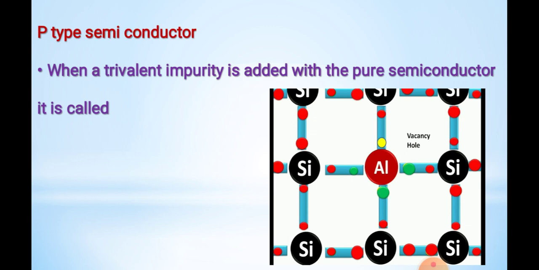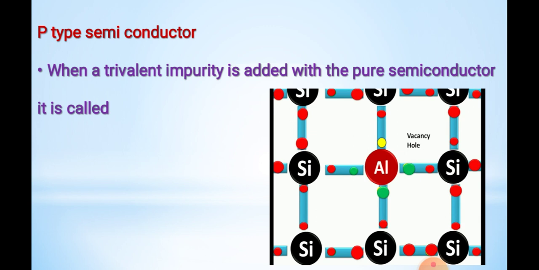Now, when aluminium is added to this pure semiconductor, we have an aluminium at the center. This aluminium forms covalent bonds with the silicon. But for aluminium, we have only 3 electrons, shown in green color. So one electron is deficient for the formation of the covalent bond. So we have a vacancy in that position, that means an empty space. When we have a vacancy or empty space, we call it a hole.